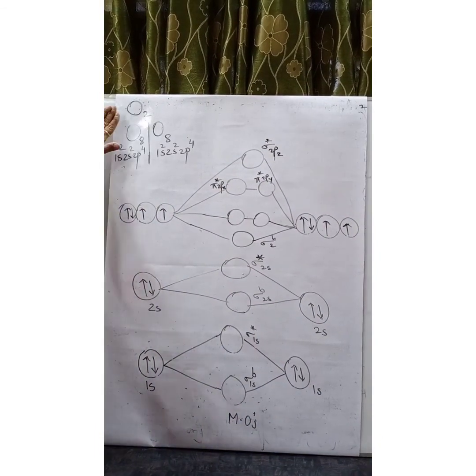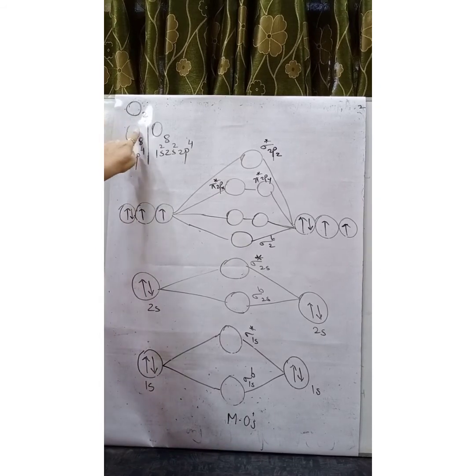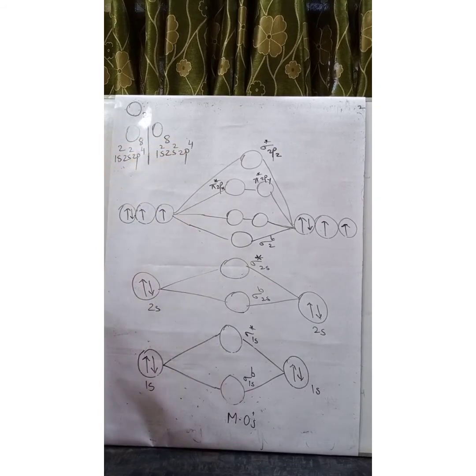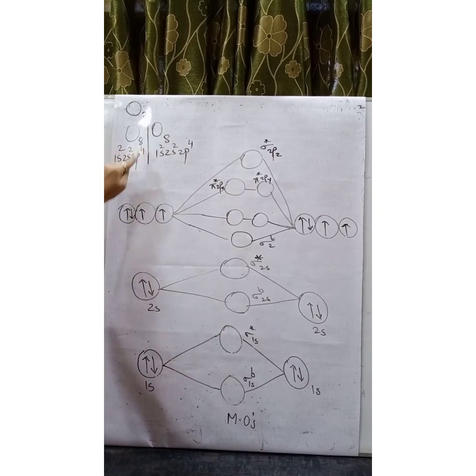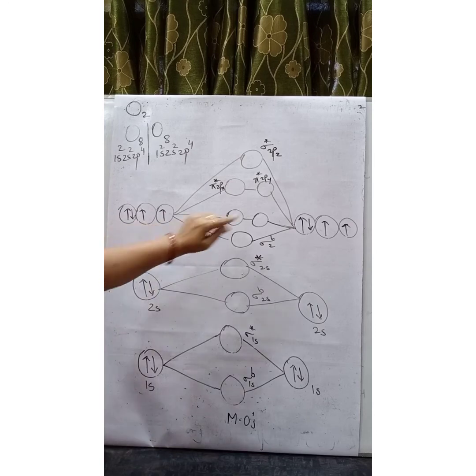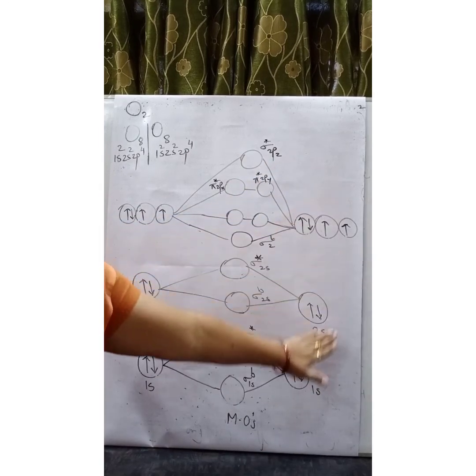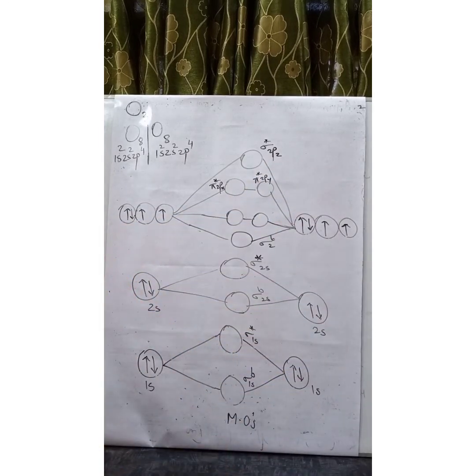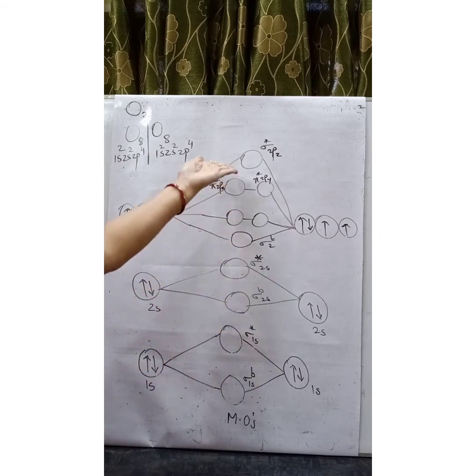Let's take an example of oxygen molecule. Each oxygen atom is having 8 as the atomic number. Configuration is 1s2, 2s2, 2p4. So we have filled the atomic orbitals 1s2, 2s2, 2p4 as per the rule of filling, and this is for the other oxygen atom. Now we have to arrange the electrons in the molecular orbitals.